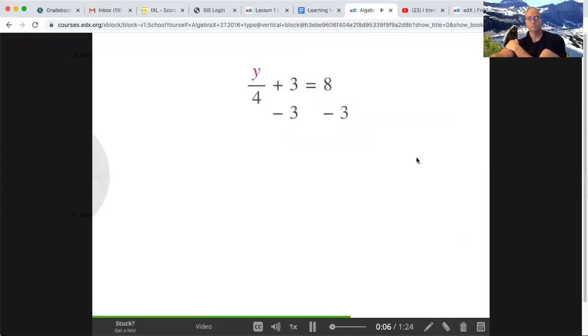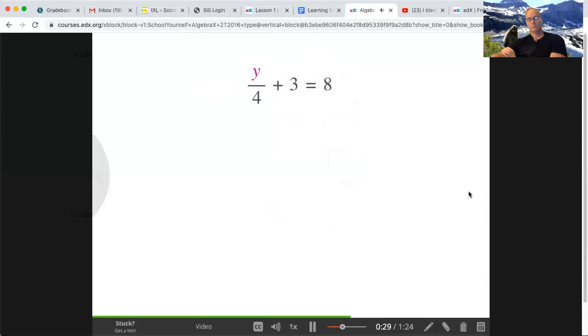One way is to first subtract 3 from both sides. On the left, the 3's cancel, leaving you with y over 4. And on the right, 8 minus 3 equals 5. Then you can multiply both sides by 4. On the left, you get y, and on the right, you have 5 times 4, or 20. Now, you could also have solved this another way.